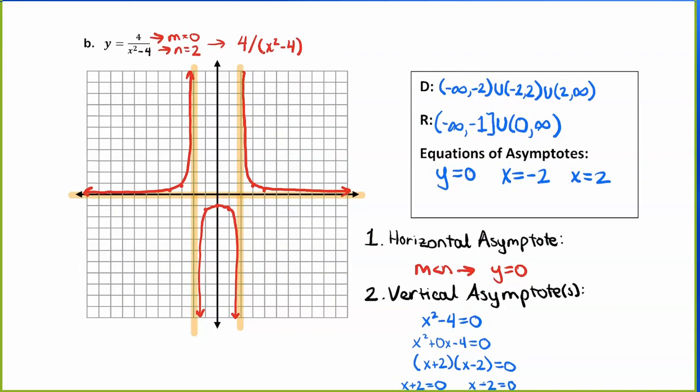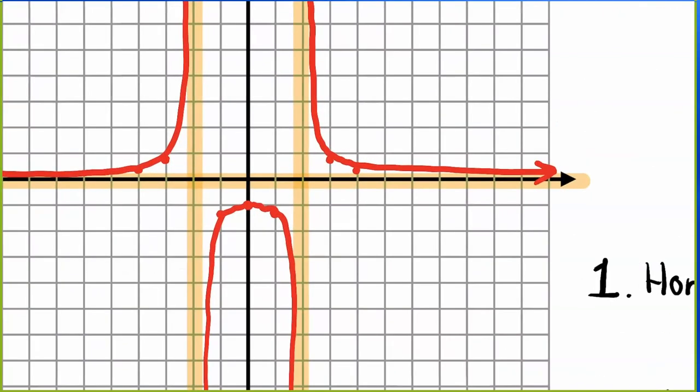Any questions? Is there supposed to be a bracket on 0? No, because it's an asymptote. It's not actually a specific point, right? We don't have a specific point at 0. Okay.